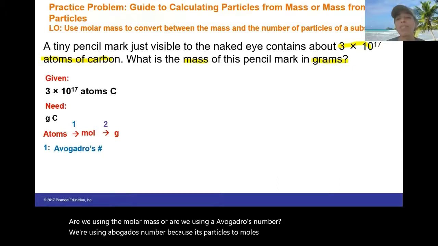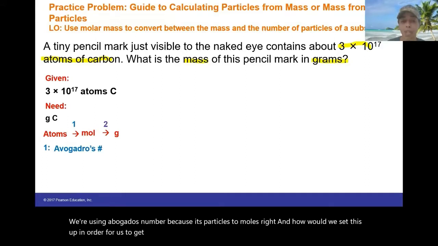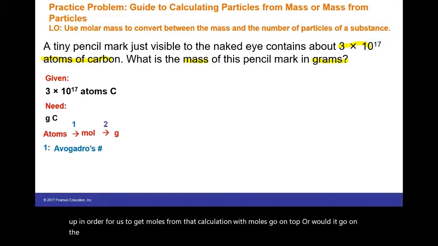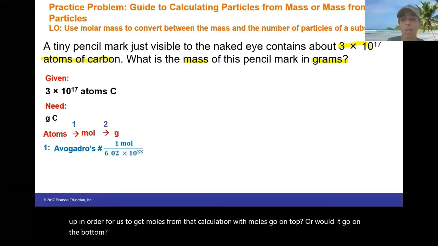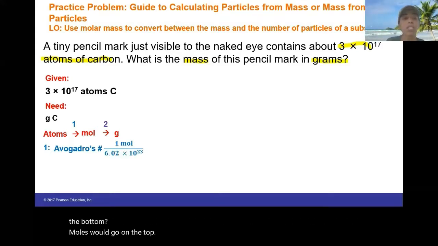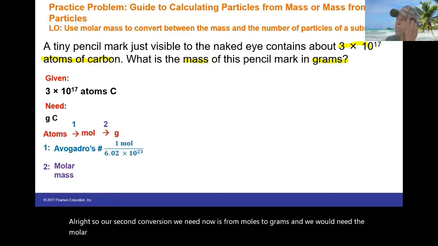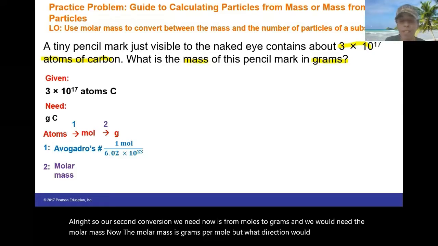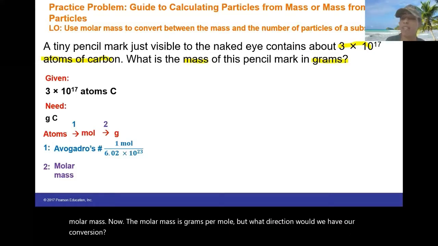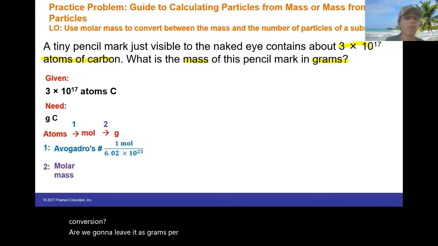And how would we set this up in order for us to get moles from that calculation? Would moles go on top or would it go on the bottom? On top. Moles would go on the top. So our second conversion we need now is from moles to grams, and we would need the molar mass. Now, the molar mass is grams per mole, but what direction would we have our conversion? Are we going to leave it as grams per mole, or is it going to be moles per gram?